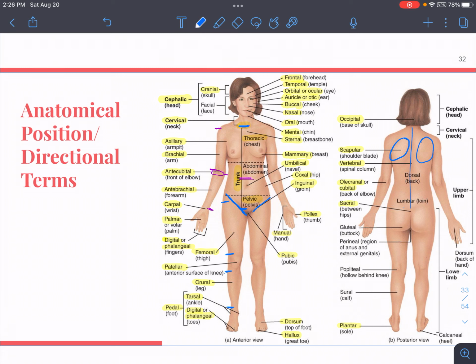Gluteal is your buttocks or your butt. That's also named after muscles because you have 3 different gluteal muscles. Perineal is the region of the anus and external genitals. So it's that whole underside is known as the perineal area. Go back and look. We have dorsal. That's the name for the back.